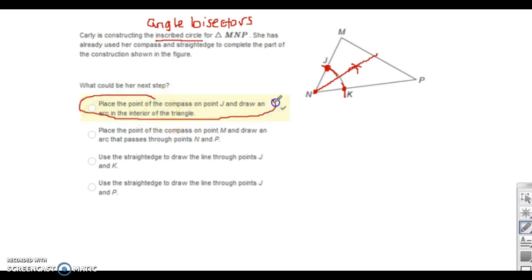That's going to be it. But let's see why the others aren't correct. Place the point of the compass on point M and draw an arc that goes through NP. That doesn't do anything for us. Use a straight edge to draw a line through J and K. That would just give us like some little triangle thing. That doesn't help us with an angle bisector. And use a straight edge to draw a line through J and P. That also doesn't give us an angle bisector. So it is A.